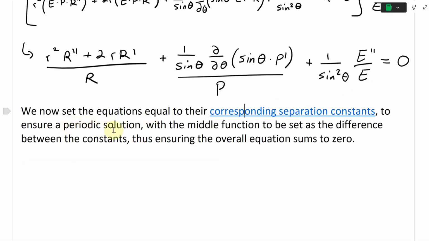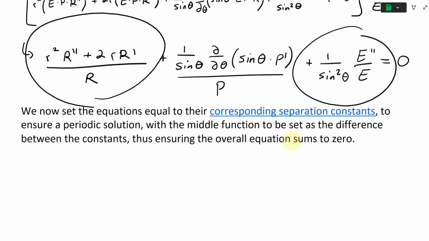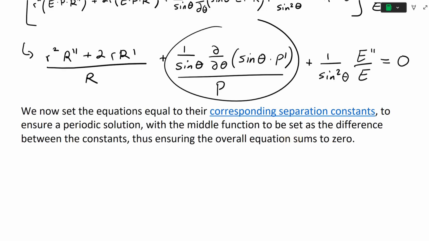And to ensure a periodic solution, the middle function is set as the difference between the constants, thus ensuring the overall equation sums to 0. So basically we just choose this one as a constant, this one as a constant, and this one as the difference between the two. And the constants are typically picked like this.